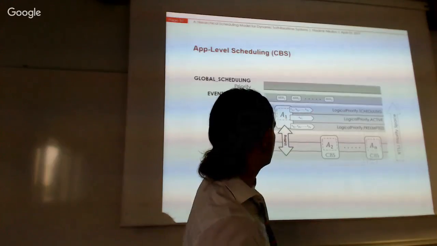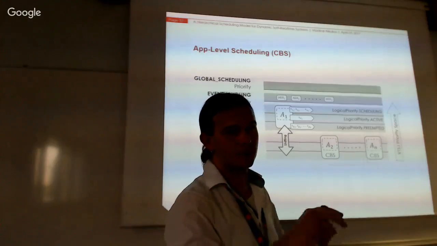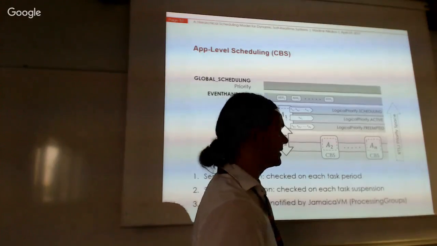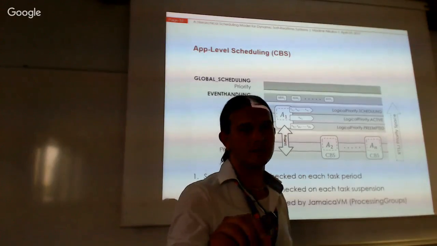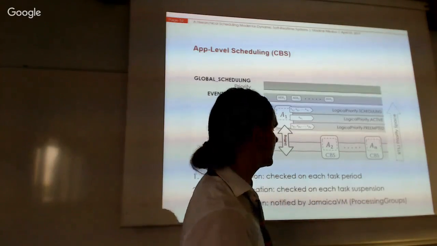The same for the CBS scheduling. So we have 3 instances when to schedule the CBS to shift them between different priority bands. The 3 instances when we change the scheduling deadline of the CBS are the server activation, the server deactivation, and the budget depletion.